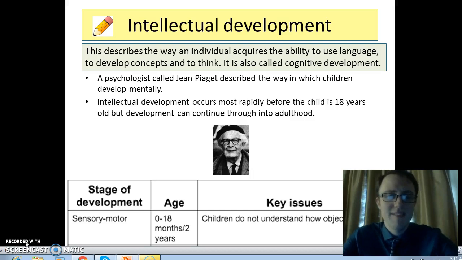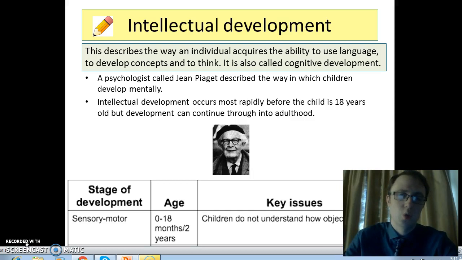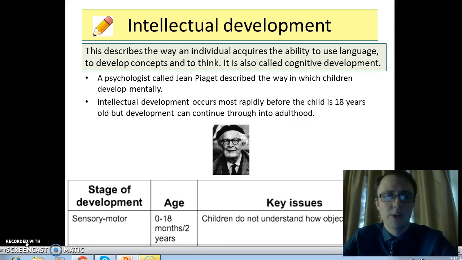Now here is our favorite man of health and social care, Jean Piaget. You don't have to pronounce it in that French accent, but you do need to try and spell his name correctly. Piaget is the psychologist who keeps discussing the different stages of development for infants and older. In this lesson we're going to be looking at infants, obviously.